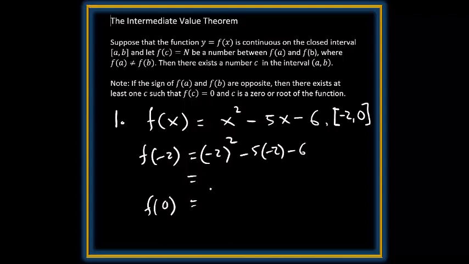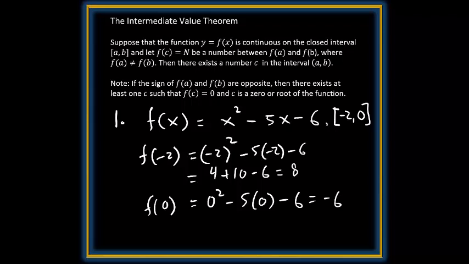So f(0) will give me 0 squared minus 5 times 0 minus 6. So that gives me -6. Now calculate the first part. So you can clearly see f(-2) is 8, which is positive, and f(0) is -6. So we see the different sign. That means the graph of this function will cross the x-axis between -2 and 0. Let us check this in the calculator.